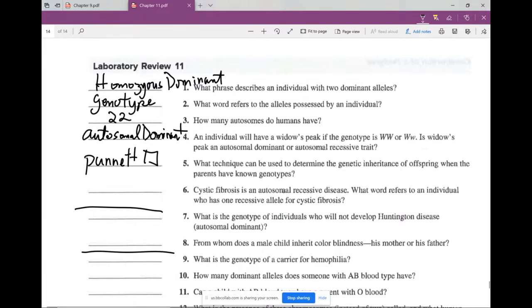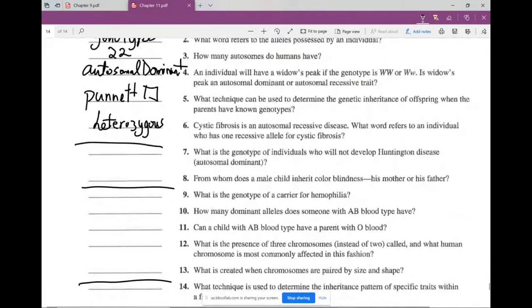If it only has one recessive allele, then we're talking about a heterozygous. Heterozygous. Or carrier. Maybe they're looking for carrier. From whom does a male child inherit color blindness? It would be the mother. Right? I explained that a few times, right?